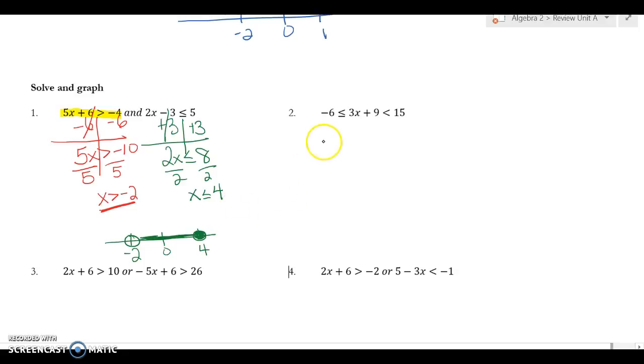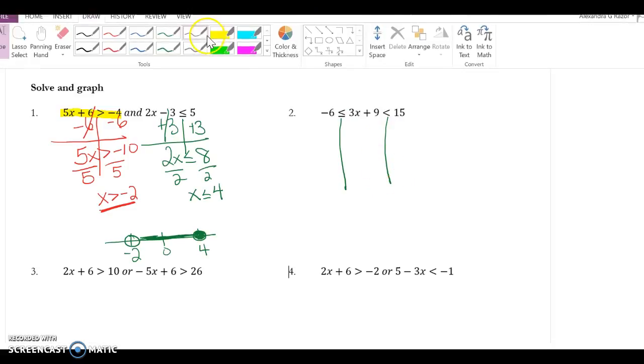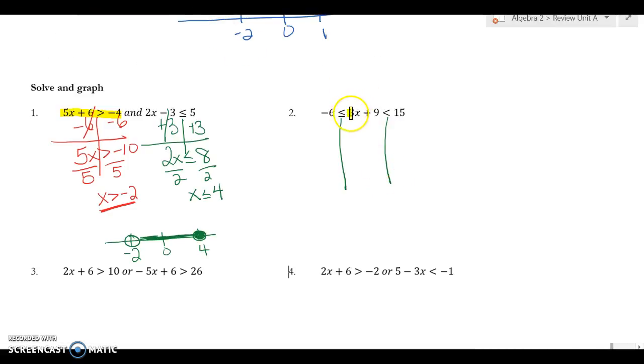For number 2, what I'd like us to do is just draw lines down, and we can take care of this all at once. The things I'm going to have to get rid of are the 3 and the 9. And I treat it just like a regular equation. For a regular equation, I always get rid of what's adding or subtracting first. So I'm going to subtract 9. The difference is here, I have 3 sections that I need to do it to. So I'm going to -9 on all 3 sides. So now a -6 and a -9 is a -15.